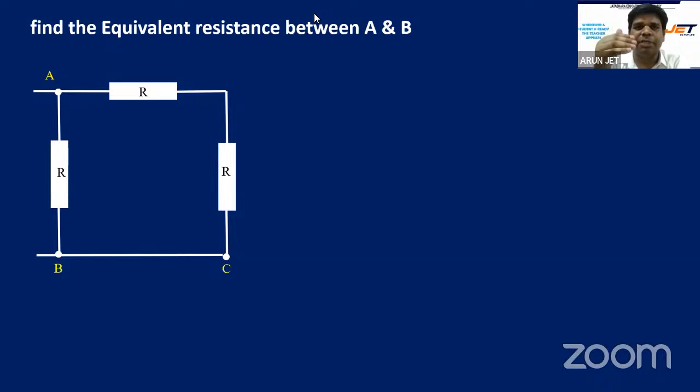I'll also give you a food for thought as homework. You think about it and we'll do it in the next class. But right now, let's do some examples on series and parallel. All right. Did you calculate the equivalent resistance of this network between A and B?